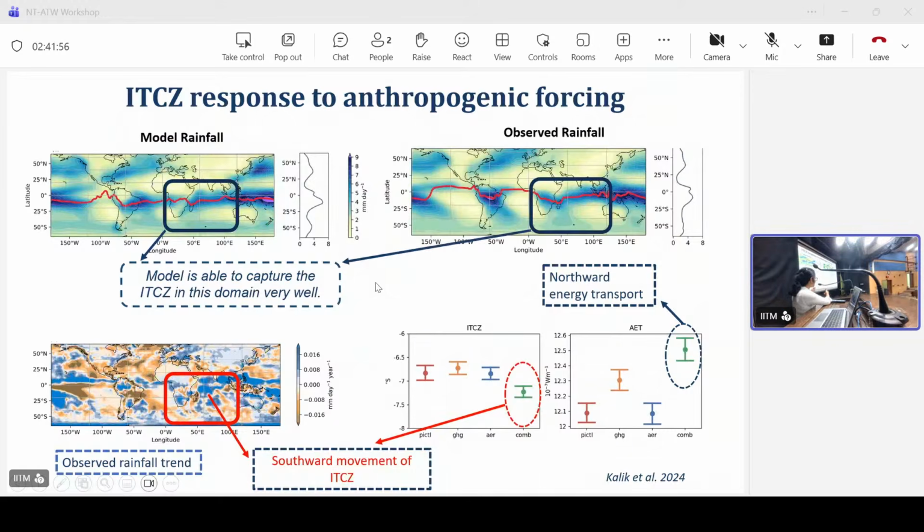So this is again the model rainfall and the observed rainfall, and we find that at least over the Indian region and the Pacific, the model captures the ITCZ position well, and that is our region of interest. And so this was again the observed rainfall changes. When we looked into the position of the ITCZ from the different experiments and the atmospheric energy transport, we find that for the combined experiment there is a southward movement of the ITCZ. For the combined experiment, we also find a northward energy transport. So basically, there is a northward energy transport with the combined experiment, which moves the band southward over the Indian Ocean.